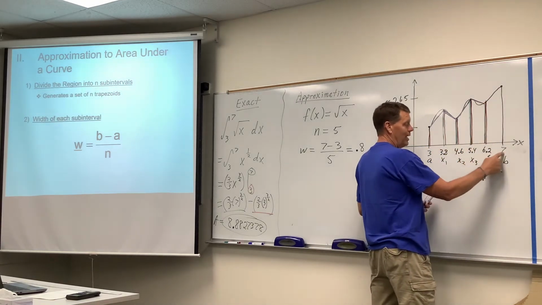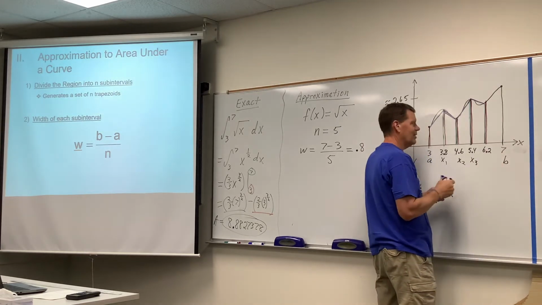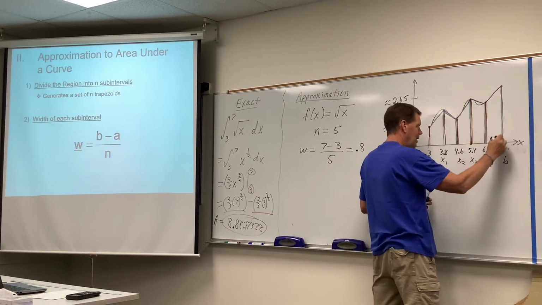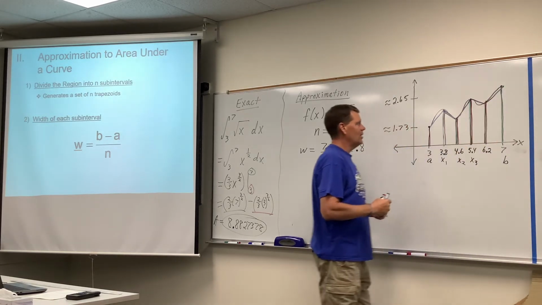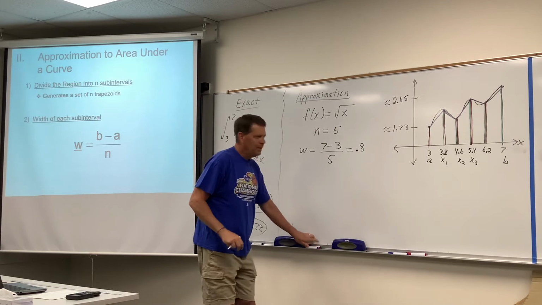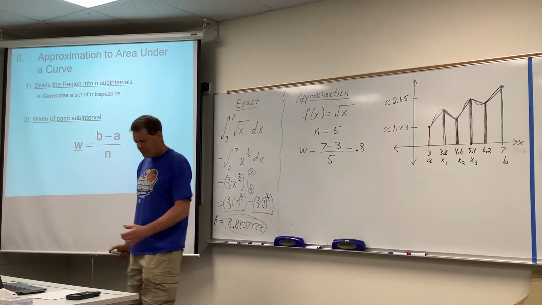And then the 6.2 would be this left edge. And then if you add 0.8, we land on 7. So that should not be a coincidence. And again, there would be our fifth trapezoid. And again, its edge across the top is not going to match the curve. That's why it's called approximation.